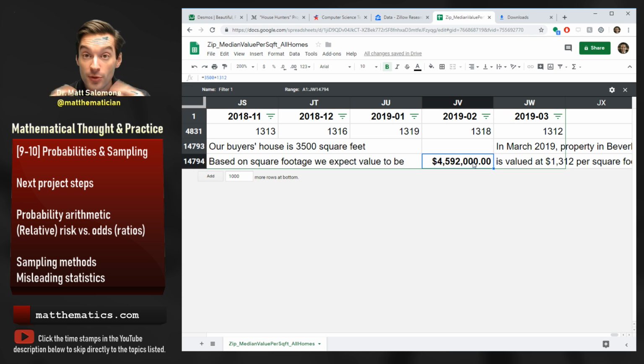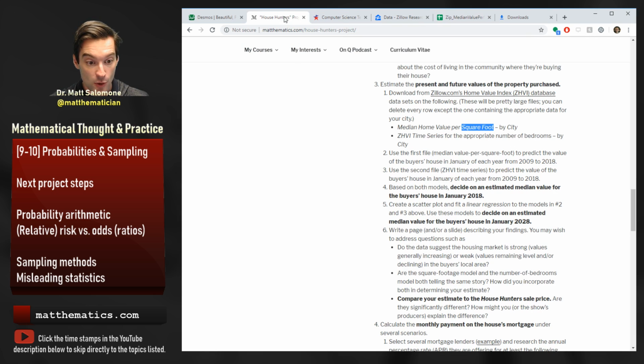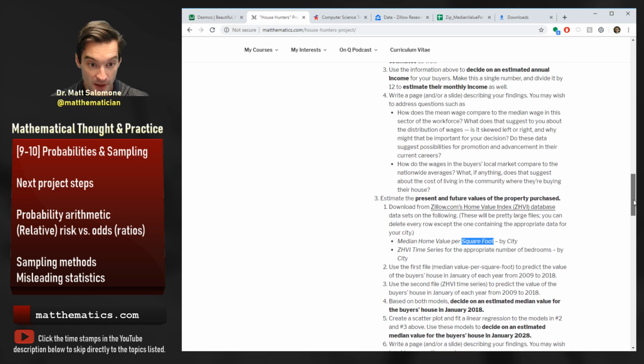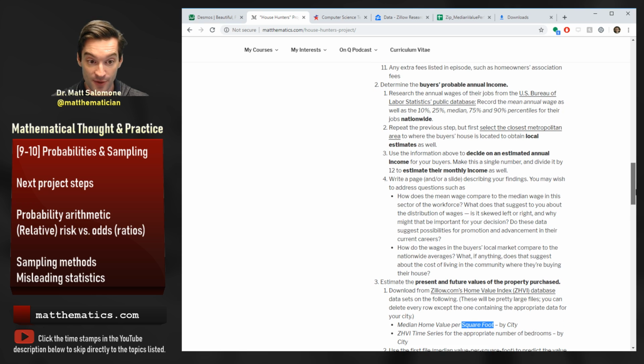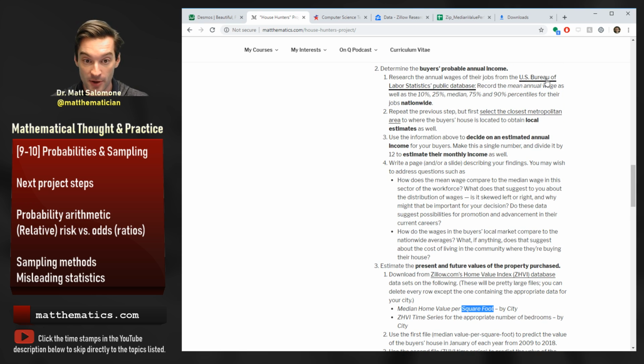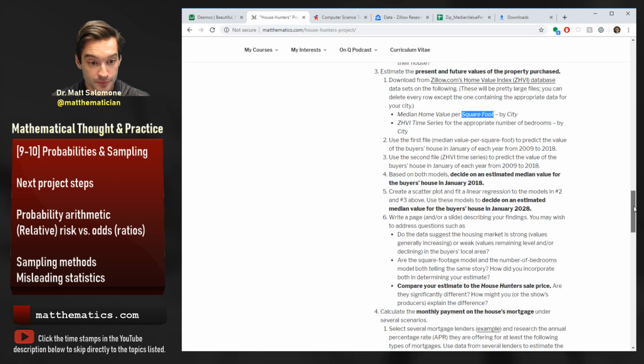So those are the two things for you to do for the project this week. Figure out how to estimate your buyer's median income, and also bracket the percentiles on it as well. So look up their jobs in this BLS database and figure out roughly what you think they're going to be making on an annual basis before taxes. And then secondly, estimate the value of their house.